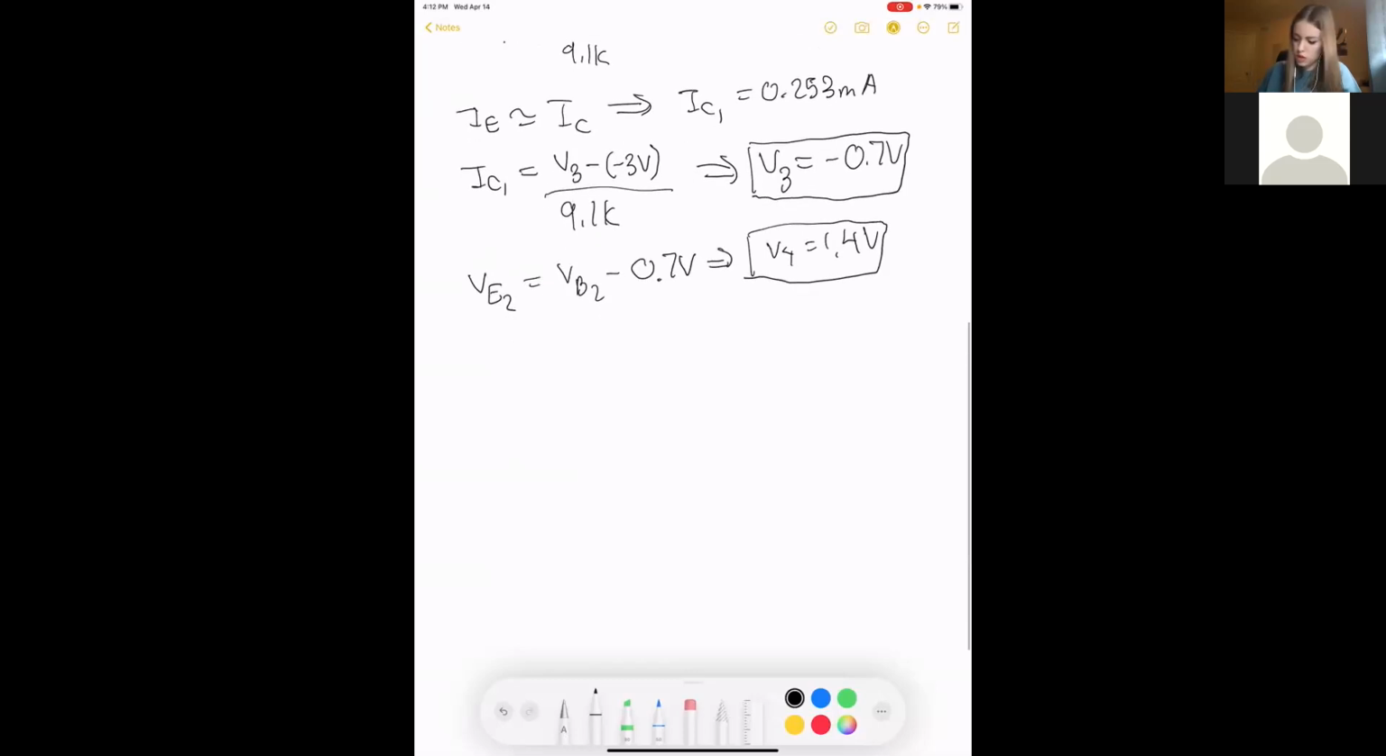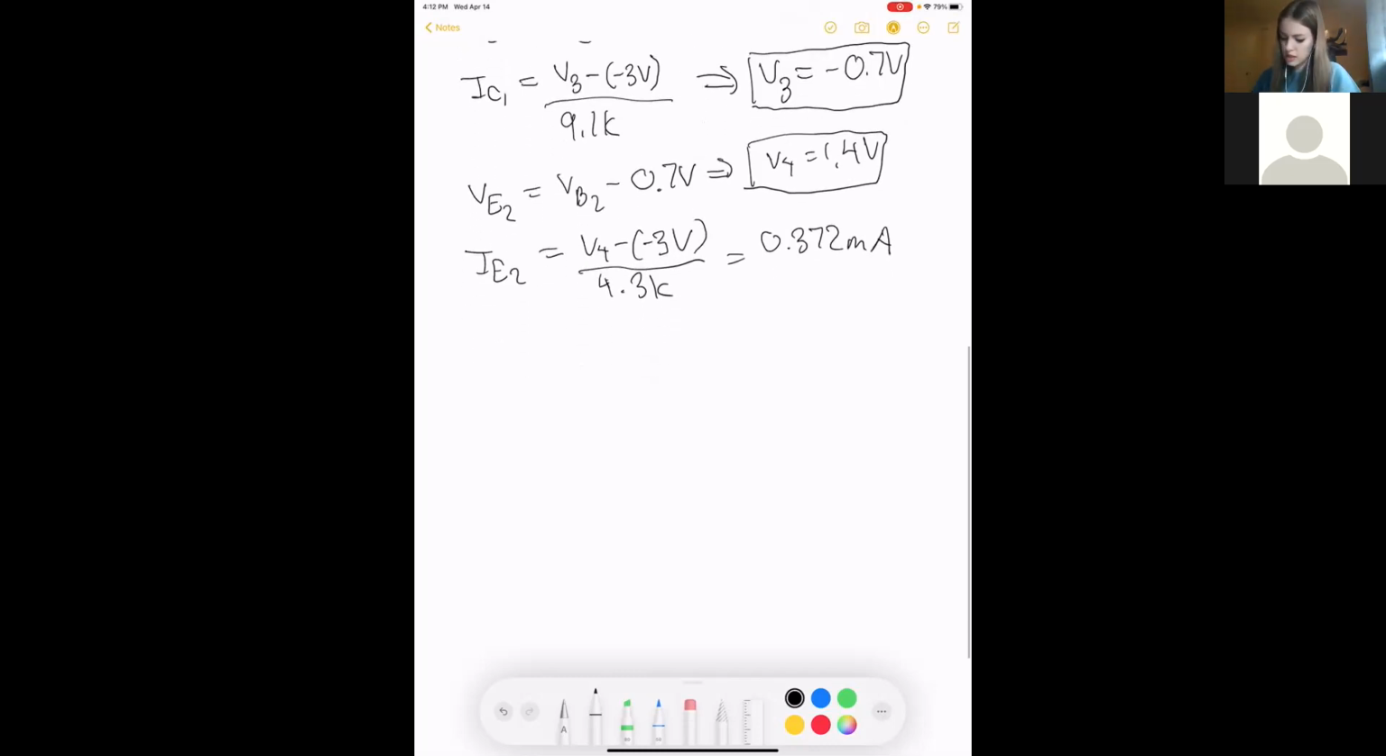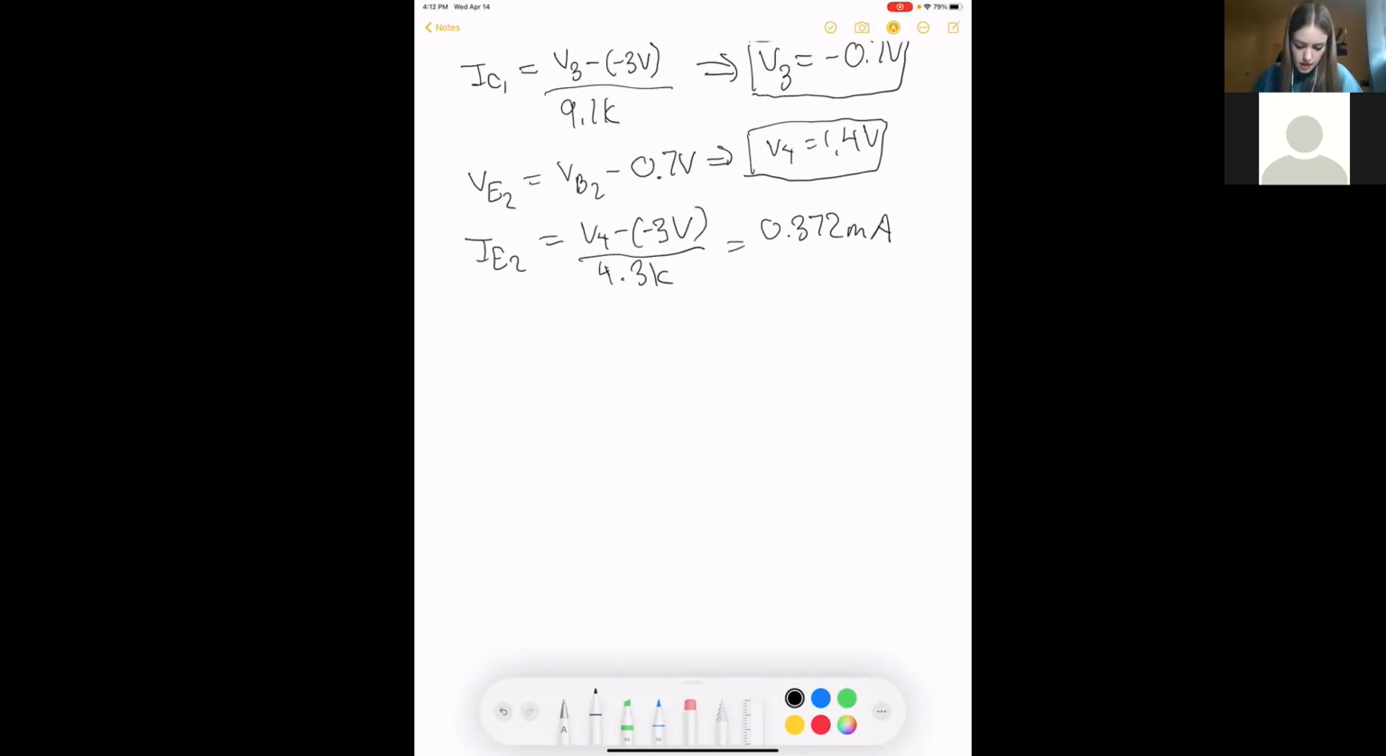Okay. So we now find IE2 so that we can move up to the collector. So IE2 is V4 minus negative 3 volts over our 4.3K resistor, which gives us 0.372 milliamps. Okay, so again, we know that IC2 is around IE2. So from that, we can get that IC2 is also 0.372 milliamps.